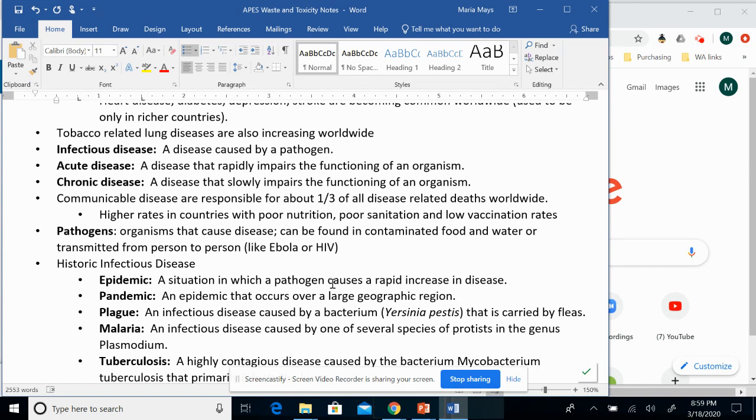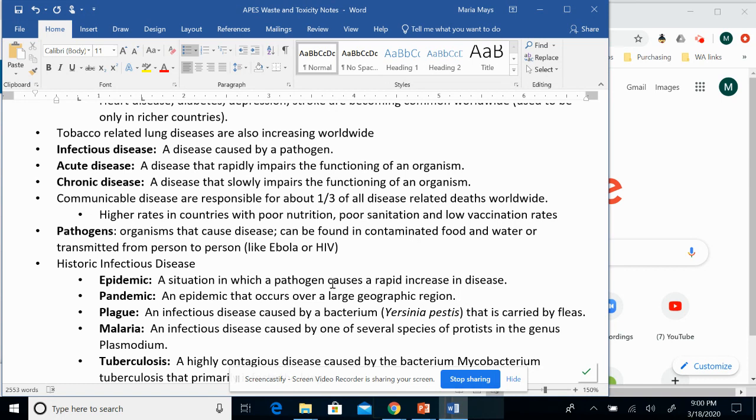And poor sanitation is going to be key here because it's easy to pass communicable diseases on if you don't have good access to fresh water to wash your hands and soap and things like that. We've been hearing a lot about how important hand washing is recently.